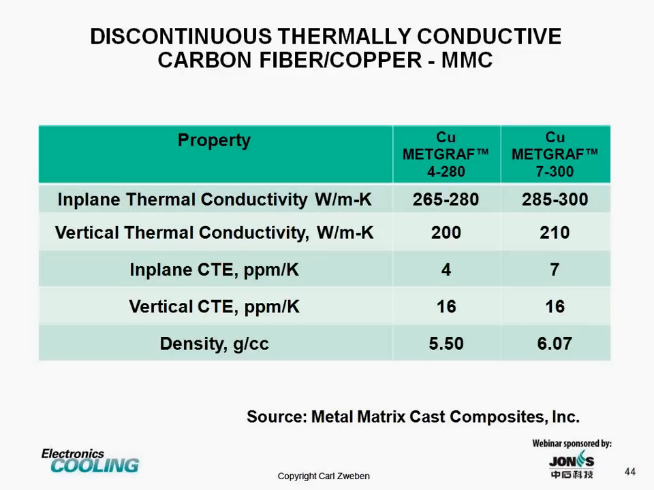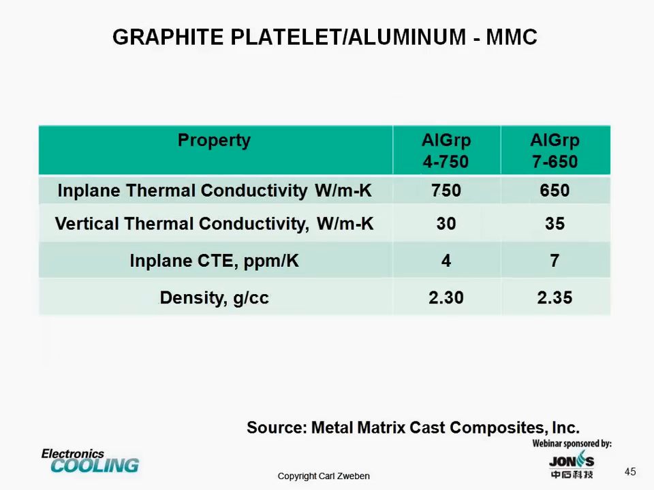We talked about carbon fiber reinforced materials. Here we have carbon fiber reinforced copper. These are discontinuous carbon fibers that have very high thermal conductivities. And you can see that we can get in-plane thermal conductivities higher than those of aluminum alloys, combined with a pretty good vertical thermal conductivity in the range of aluminum alloys, low CTEs, and densities that are significantly lower than that of monolithic copper.